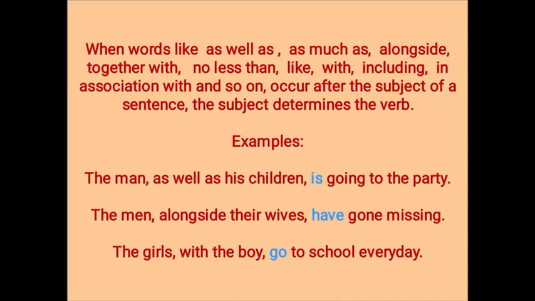When as well as, much as, together with, like, with, including, not, and so on occur after the subject of a sentence, the subject should determine the verb it takes. This is so because most times they are parenthesis statements and should not be considered when choosing the right verb. They only add to the meaning of the sentence.